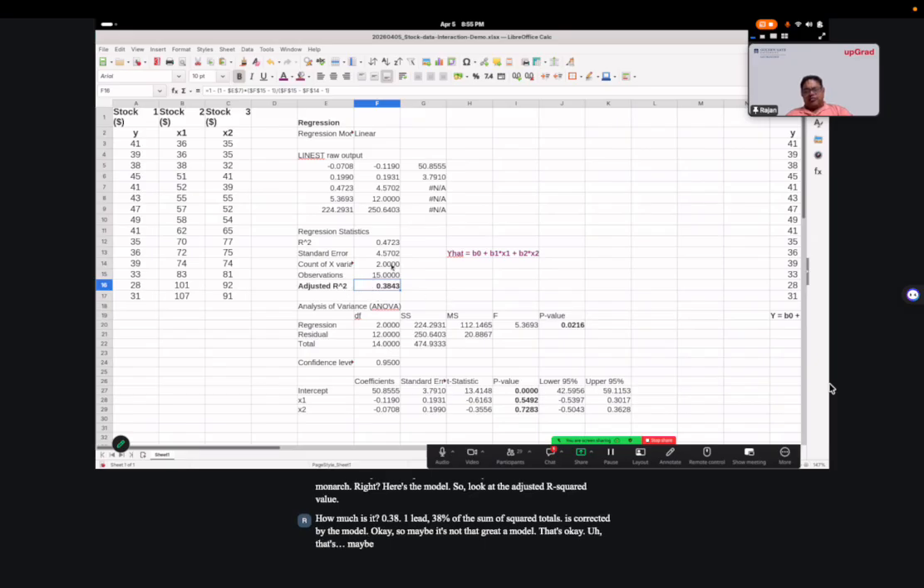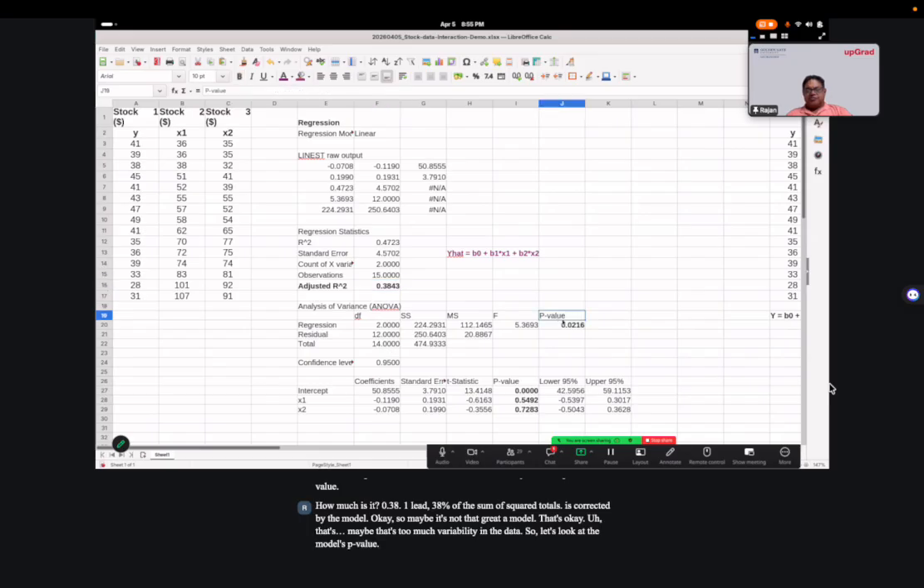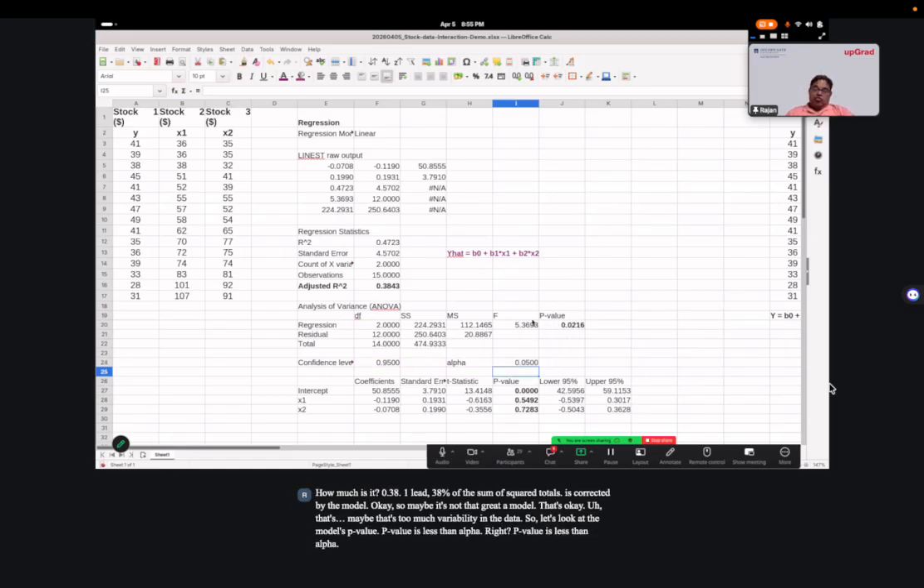Maybe there's too much variability in the data. So let's look at the model's p-value. P-value is less than alpha, right? P-value is less than alpha. Okay, therefore the model probably is usable. Great. How about the parameters? Let's go take a look at the parameters.